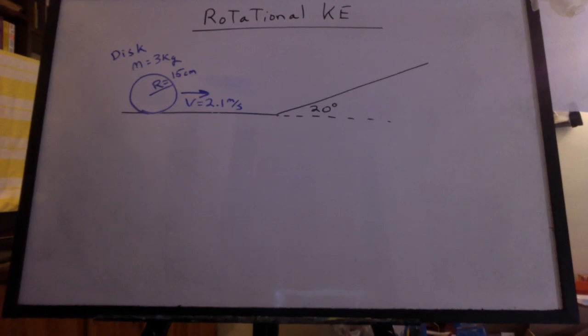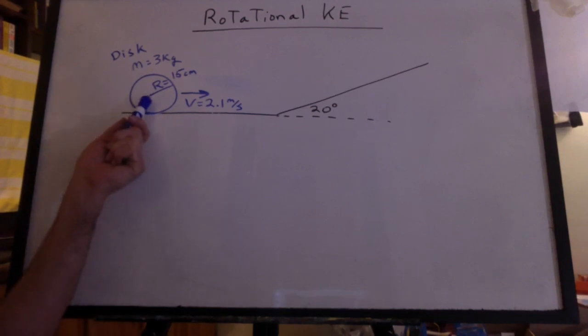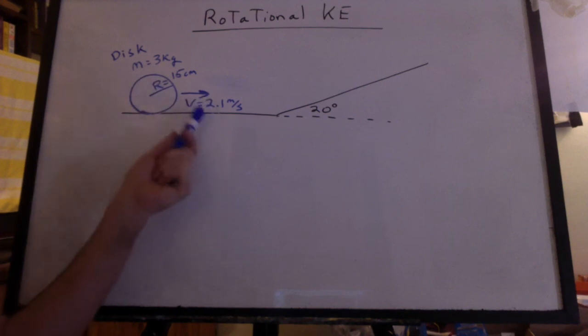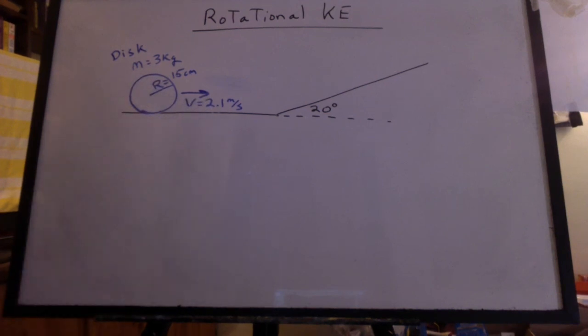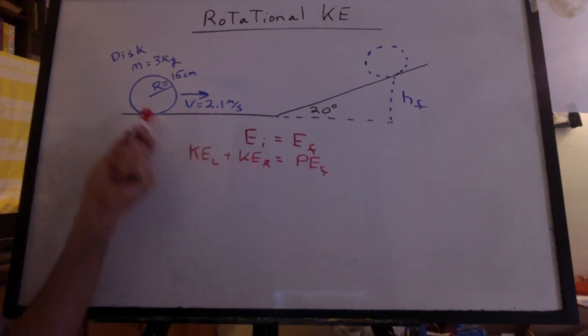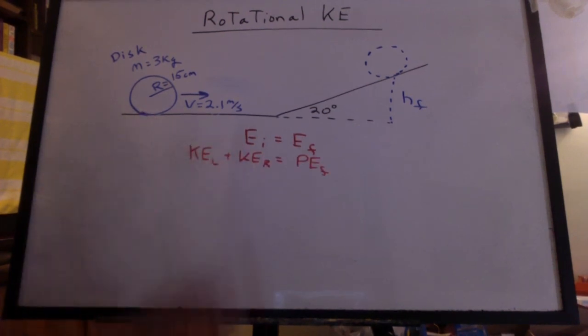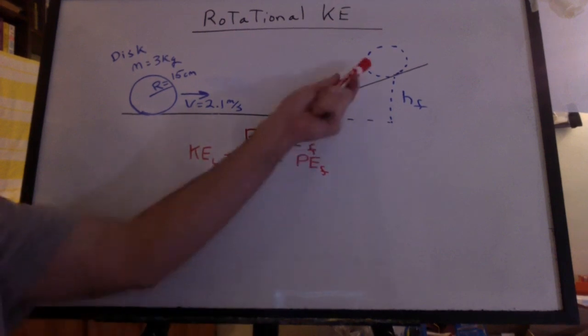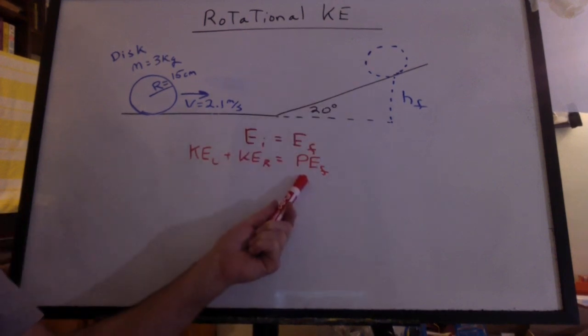Well, here's a good practice problem. How about we have a disc, radius 15 centimeters, mass 3 kilograms, and is rolling along the floor at 2.1 meters per second. It encounters an incline. How high up will it go? Yeah, pause the video and try it yourself. Conservation of energy. We're going to have both kinds of kinetic energy on the initial side. At the end, we've come to a stop. We only have potential energy, gravitational.